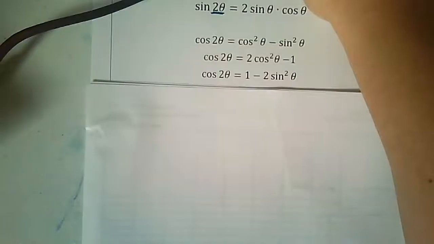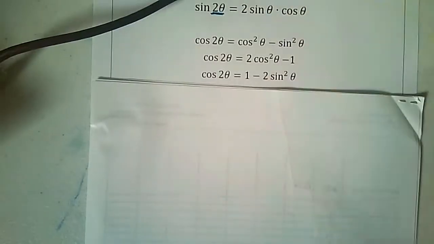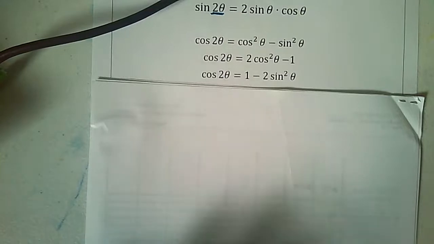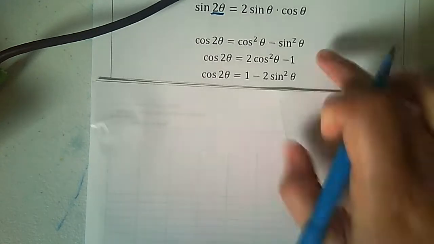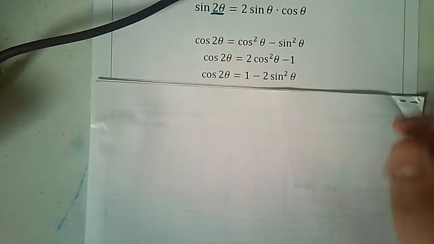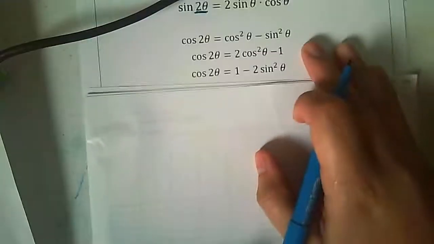All right. Next ones I'm going to show you are the cosine ones. And notice there's 3 of them, but it's really just manipulating the first one. So the first one's kind of the big one. So we have cosine squared minus sine squared. And I said the other 2 were manipulating the first one. So I'm going to show you how.